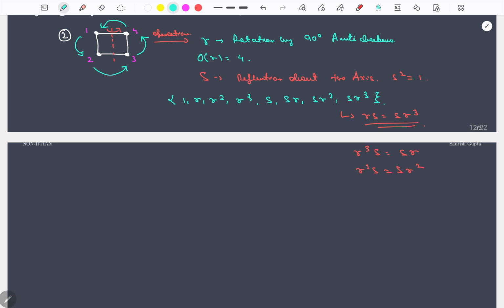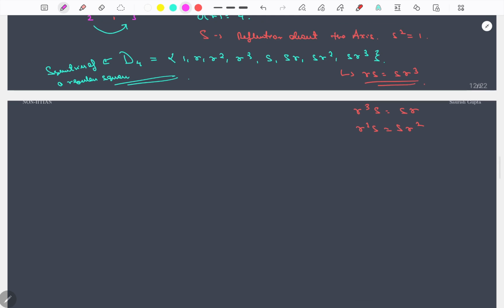So this is called the dihedral group D4, and it preserves the symmetries of a regular square. And from here, we can find that this particular group 1, R, R squared, R cubed is nothing but the cyclic group generated by R. So this is the group, or rather the subgroup, of rotations.